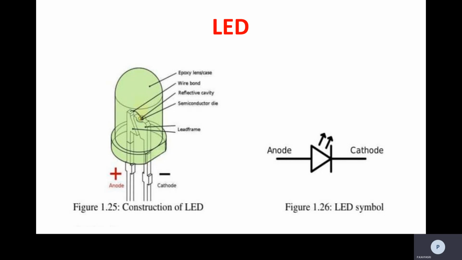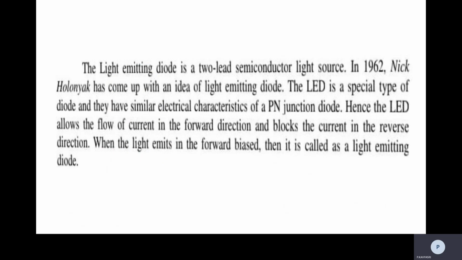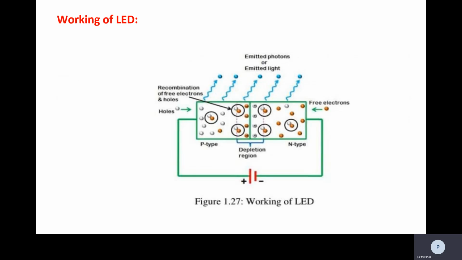Now we will see the working of an LED. The LED is similar to the PN junction diode. It allows the current in forward bias. What is forward bias? I already said: forward bias means whenever I connect the positive terminal of the battery to the p-type region and the negative terminal of the battery to the n-type region. In an LED, forward bias takes place, and the important process is recombination.